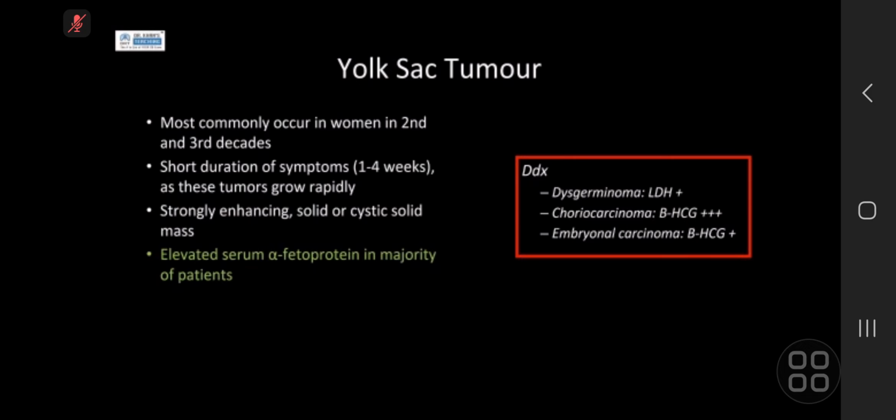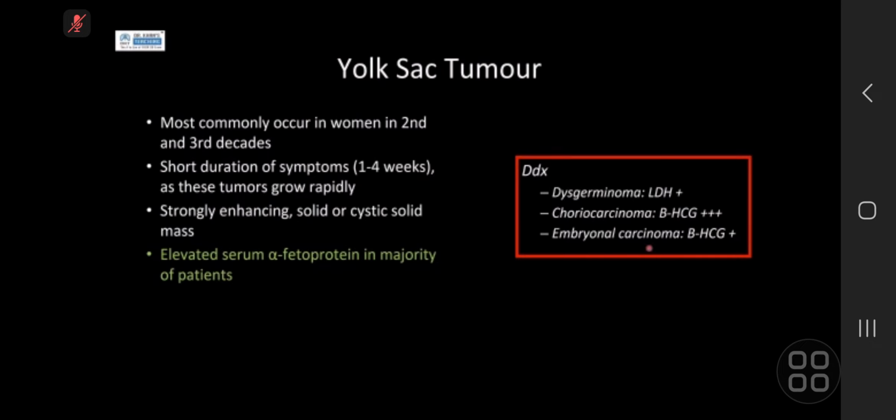So yolk sac tumors, this is a 15-year-old, but they commonly occur in the second and third decade, so kind of the same time, and this lady had the classic, a very short duration of symptoms. She just basically had increasing abdominal distension. They are quite heterogeneous, solid cystic masses, and often they have associated elevated AFP.